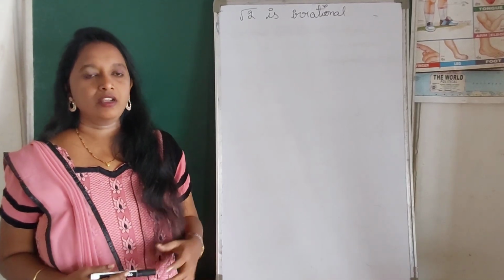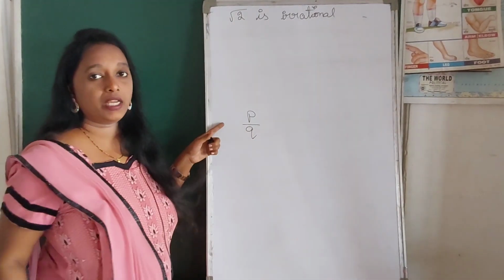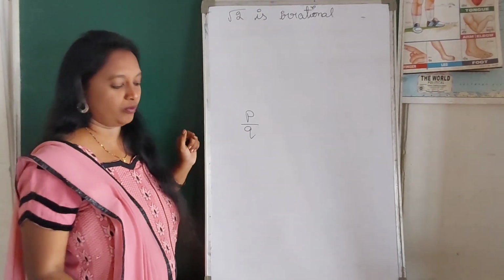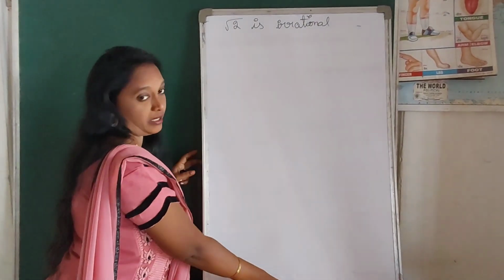Any number which can be written in the form of p by q, where p and q are integers and the denominator q is not equal to 0 and p and q are co-primes, is called a rational number.